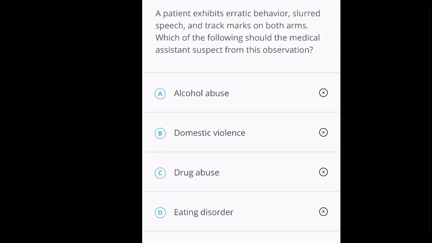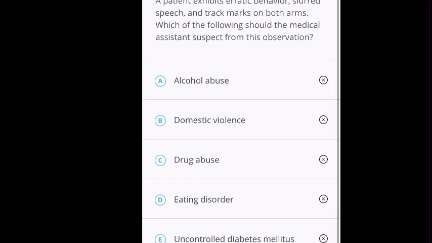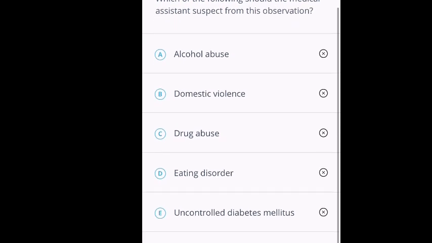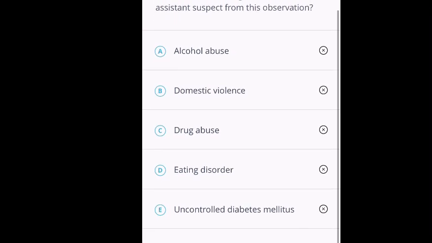A patient exhibits erratic behavior, slurred speech, and track marks on both arms. Which of the following should the medical assistant suspect from this observation? Alcohol abuse, domestic violence, drug abuse, eating disorder, or uncontrolled diabetes mellitus? The correct answer is drug abuse.